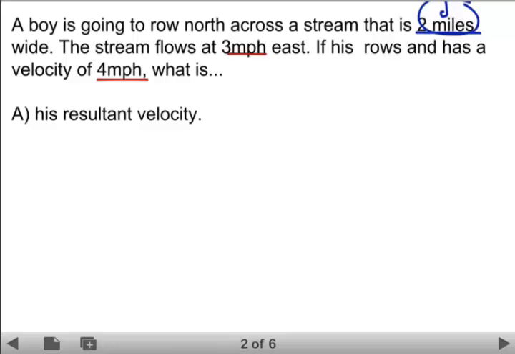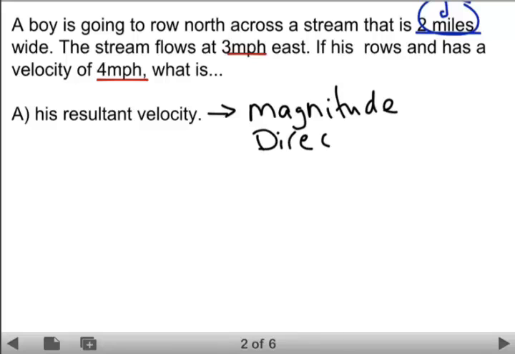If we're looking for resultant velocity, keep in mind that velocity is a vector, so it has magnitude and it also has direction. So we need to find both of those components to answer this question. If it just said what is his overall speed, then we can just find the magnitude and carry on. But we need magnitude and direction. We need to solve for both of these components. So I'm just going to erase this to give myself some more room.